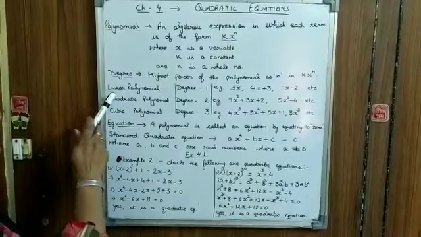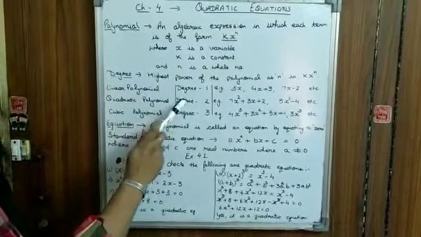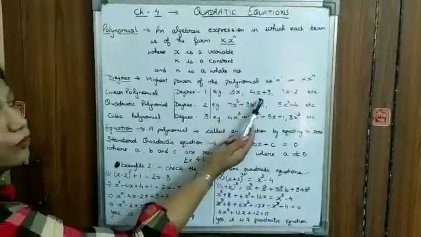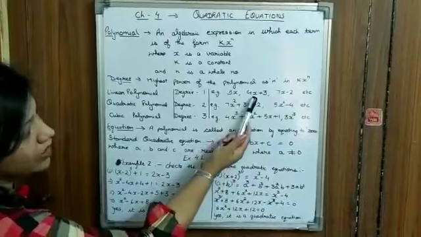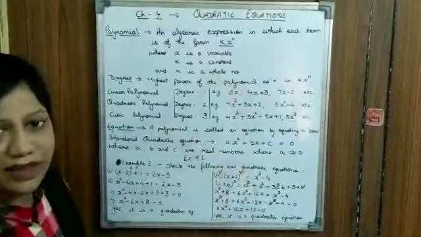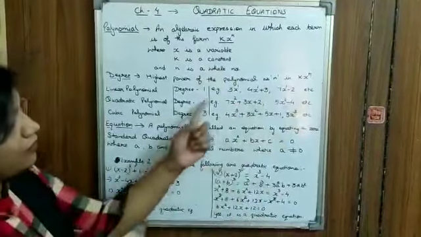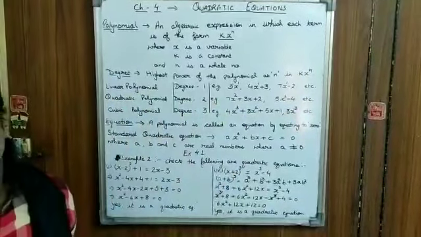Let's recall it. Linear polynomial. Linear polynomial is a polynomial with the degree 1. As example, 3x, 4x plus 3, 7x minus 2. In this all you can see the x power is 1. X power 1 means it is the highest degree of this polynomial. So we can say it is a linear polynomial.